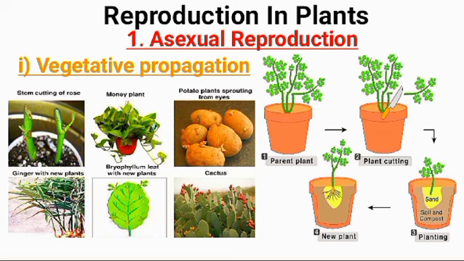Bryophyllum has buds in the leaves. If a part of the leaf with a bud is planted in the soil, we can get a new plant. Another example, if a part of a cactus plant is planted in the soil, we can get a new plant.